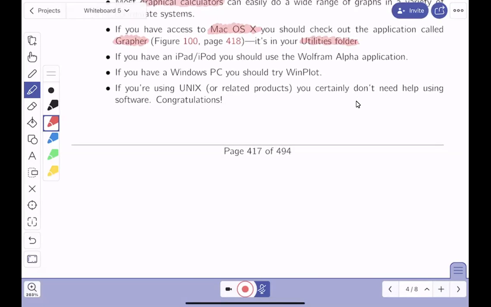If you have an iPad or even an iPod, you can have Wolfram Alpha on that. I like Wolfram Alpha, by the way. I don't know much about Windows PCs, but I think most people are probably using WinPlot. There's other software out like Desmos. You can also use Wolfram Alpha on that, Sage, and all kinds of things. Also, if you're running a Unix system, which most students are not, or Linux, they probably don't need to be told what to use. They're using what they want to use. All right, let's keep going.